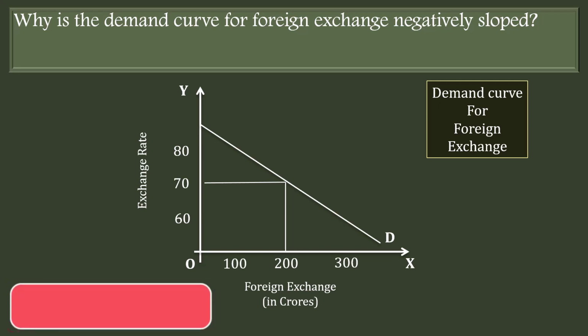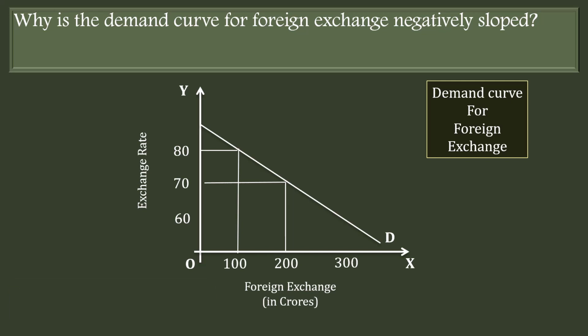If the value of foreign exchange is high, the buyers buy less. On the other hand, if it is less, they buy more. So there is inverse relationship between foreign exchange rate and the quantity demanded of foreign exchange. Hence, the demand curve for foreign exchange is negatively sloped.